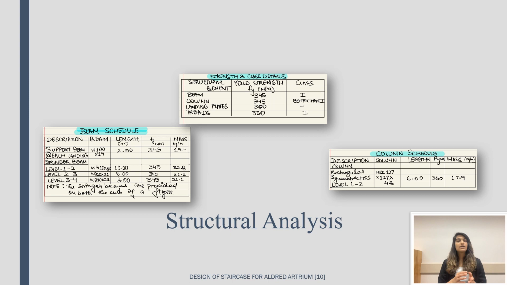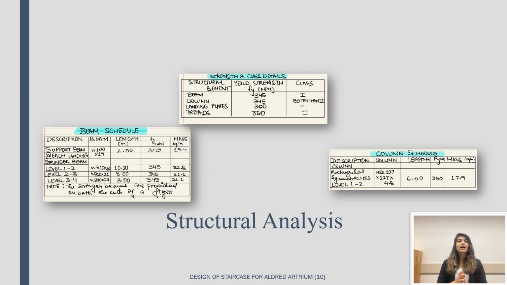Going forward with another type of beam, that is a stringer beam, which is provided at both the lateral ends of each flight. The stringer beam that was designed for level 1 to 2 was a W310 x 31 with a length of 10.20 meters, a yield strength of 345 megapascals and a class 1. This beam was the lightest which could resist the required shear, movement and deflection for the floor.